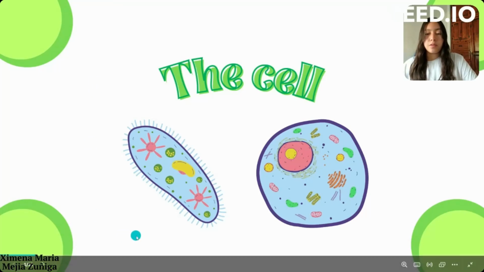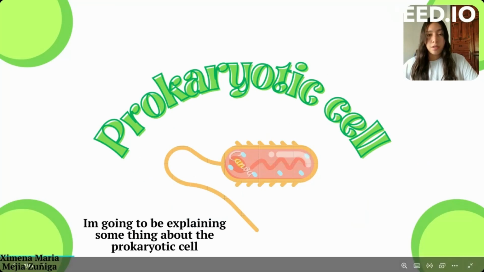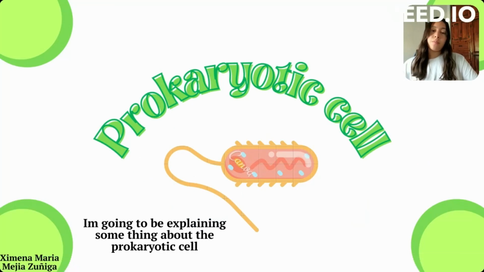The topic that we're going to be explaining is the cell. The cell is divided into types. We have prokaryotic cells and eukaryotic cells. I'm going to be explaining some things about the prokaryotic cell.